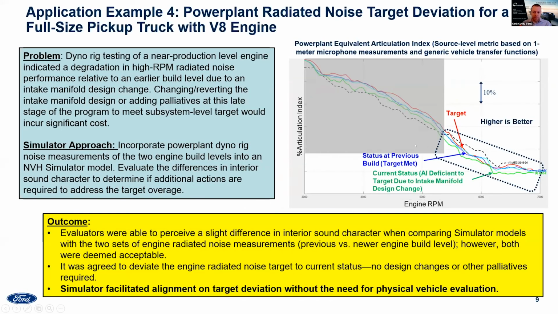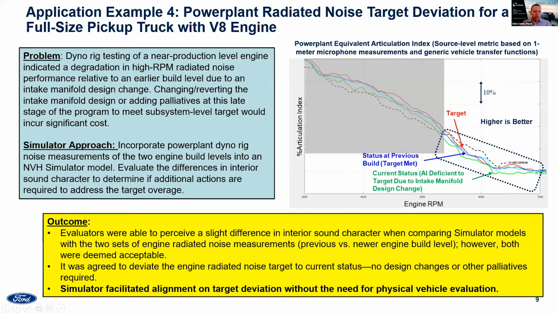In this last example, it actually applies later on in the development cycle. So here we actually had vehicle prototypes available, but when we measured a near production level engine in a powerplant dyno cell, what we found was that the radiated noise had actually degraded quite significantly from the previous design level. This was due to a change to the intake manifold.